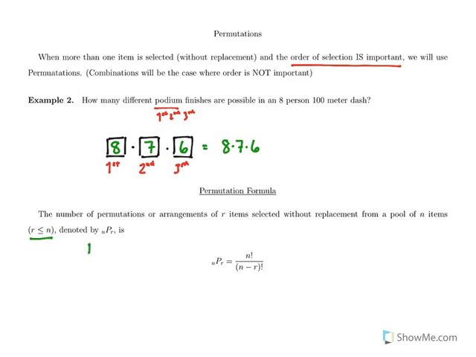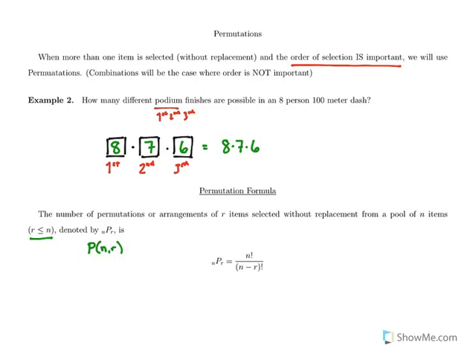We denote that with this nPr notation. Sometimes you'll actually see this as P(n,r), depending on what source you're using. And the formula here is n factorial over (n minus r) factorial. So let's use this in the previous example and show how this works.